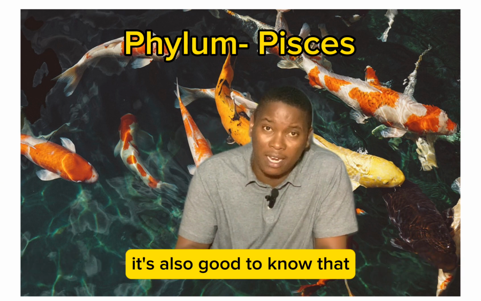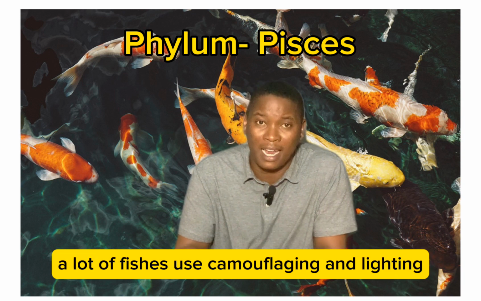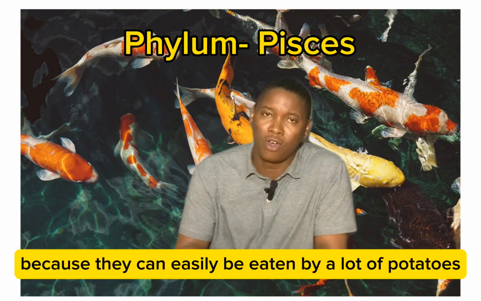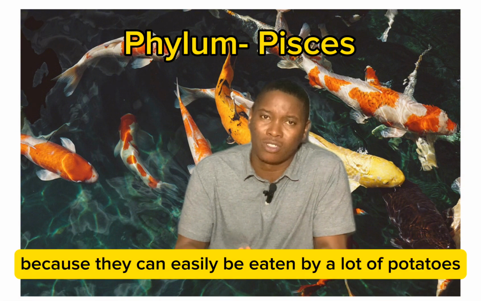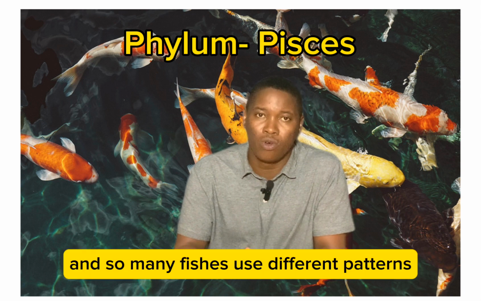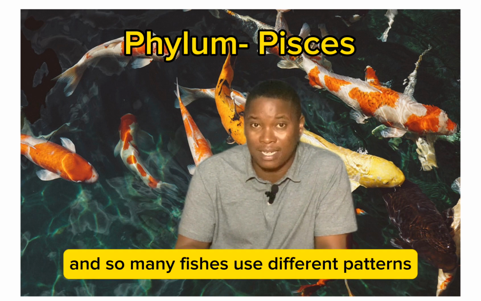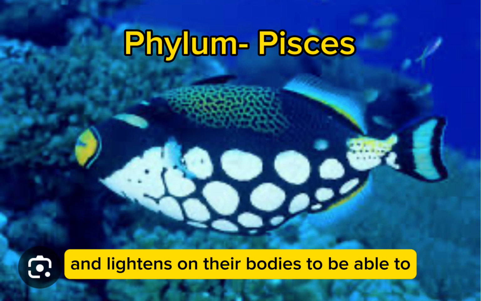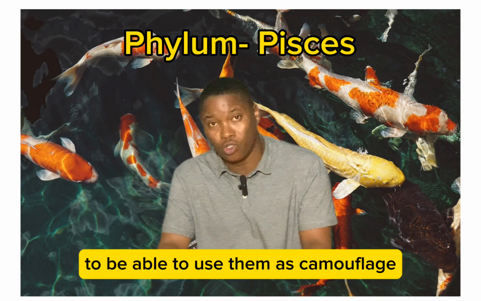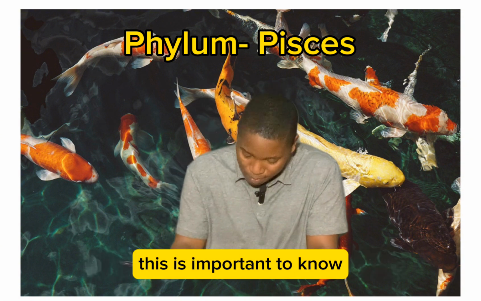It's also good to know that a lot of fishes use camouflaging and lighting. They use lighting and patterns to camouflage, because they can easily be eaten by a lot of predators. Within the sea, there is a lot of predation going on. And so many fishes use different patterns and lightings on their bodies to avoid predation, to use them as camouflage. This is important to know.